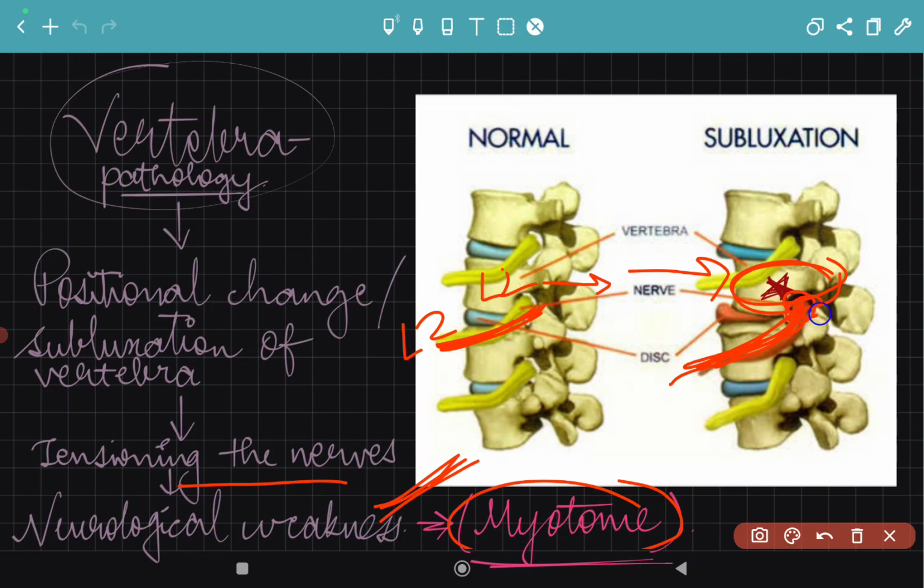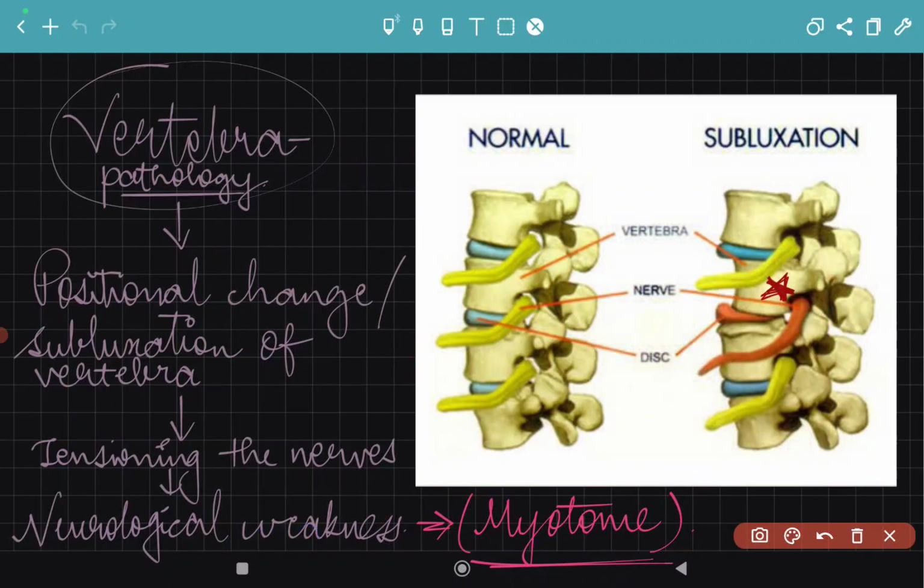So where this nerve root is starting while emerging from the spinal cord, there the problem may be because of the disc or because of the vertebra. When it is because of the vertebra, the myotome may be involved, which is causing neurological weakness. So if we test those myotomes, we will come to know which nerve root is exactly responsible for that. Hence, we need to understand dermatome and myotome.